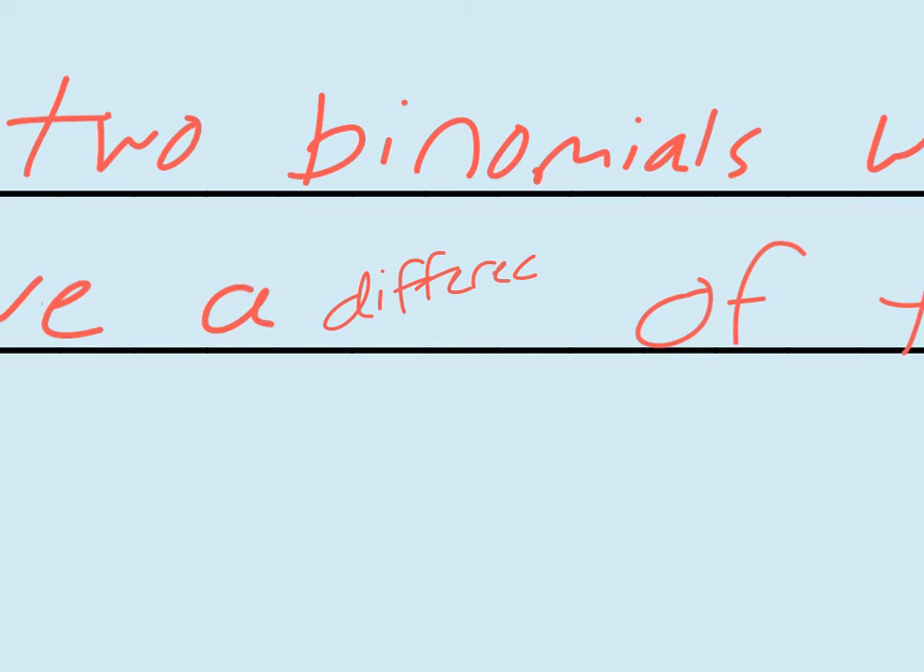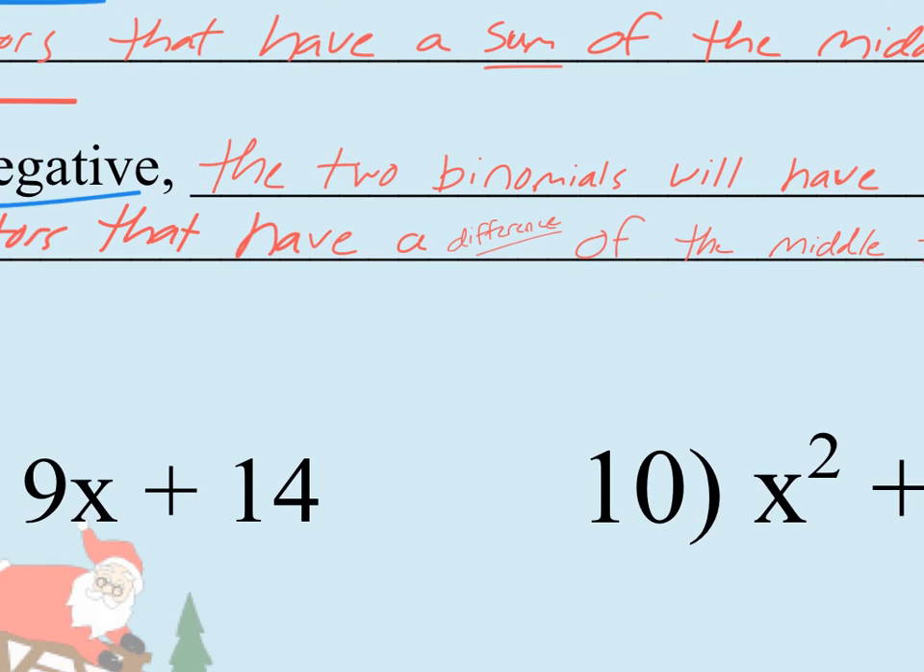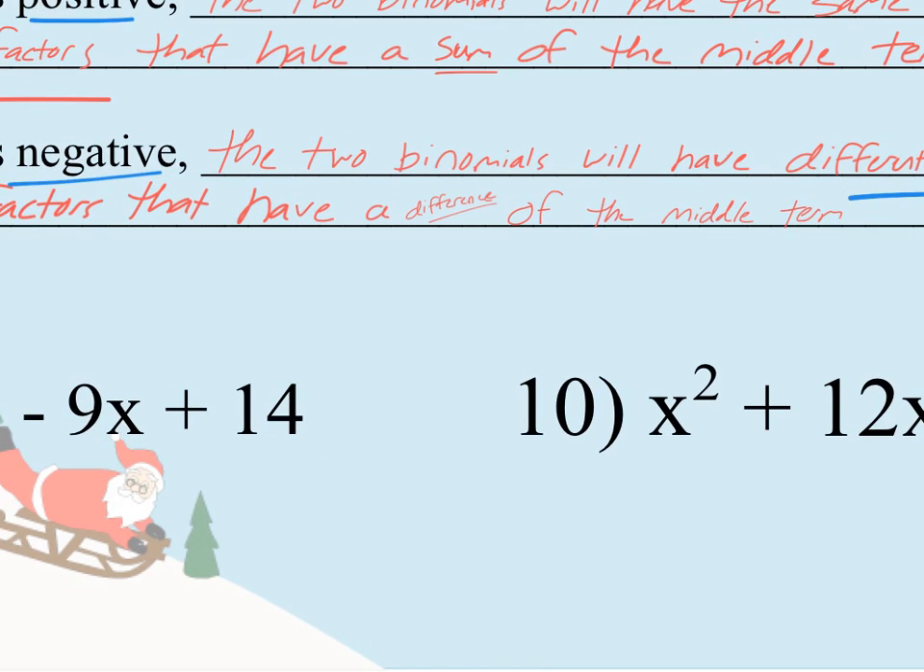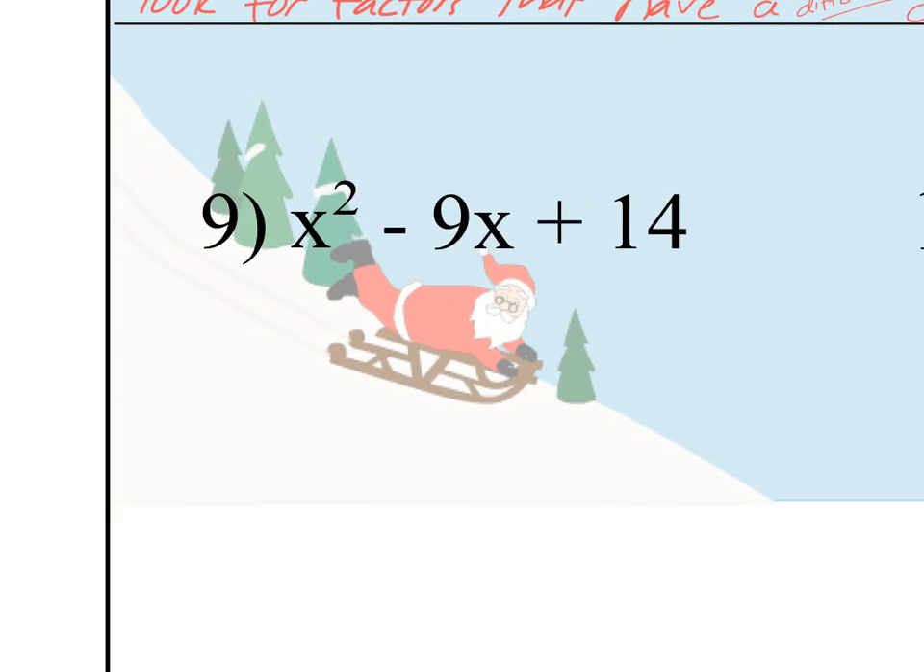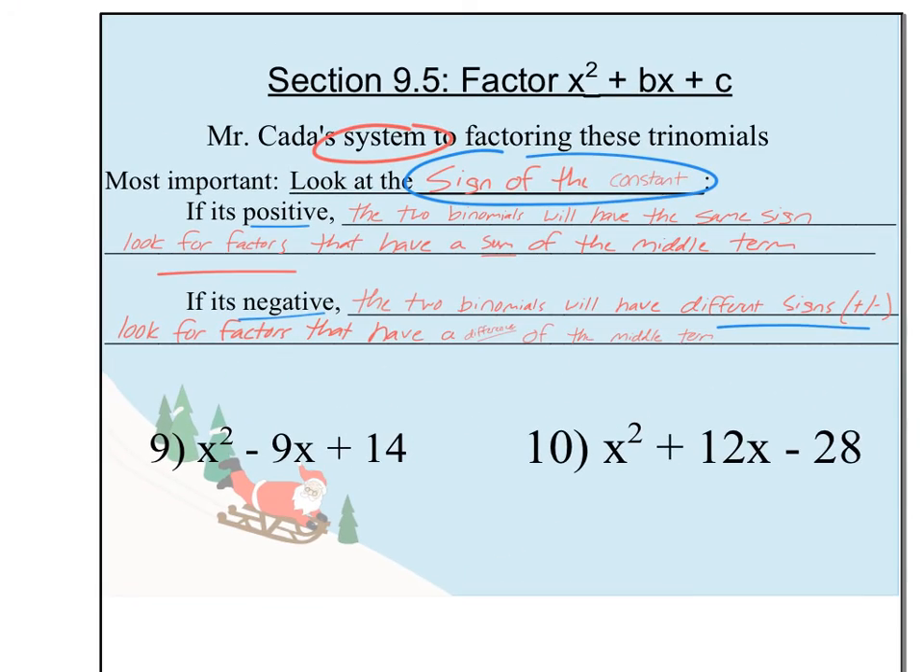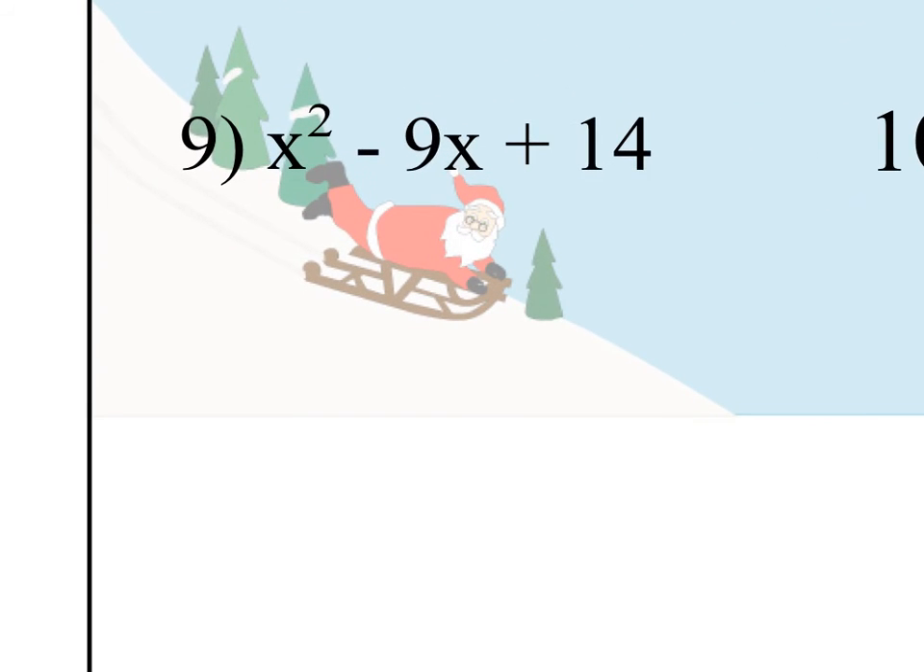I'll have to write it diagonal just to squeeze it in here, but look for factors that have a difference of the middle term. And again, we've done some of these problems too, and I'll show a couple more here at the bottom, but look for factors that have a difference that is the middle term. Okay? So again, if you need it one more time, here's all of it, and then you can pause it and follow along with my last couple examples here. I'll try to go through them.